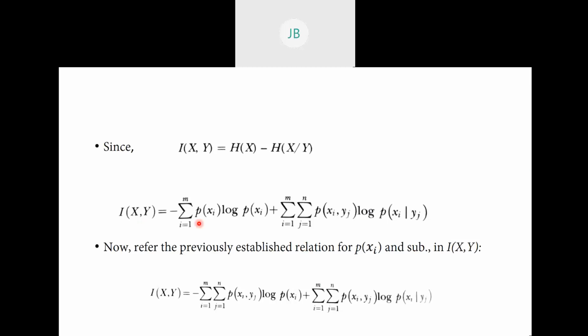So since we have P(xi) here, we will be replacing this P(xi) by summation j equal to 1 to n, joint probability P(xi, yj), and log of P(xi). The same term continues here, plus this term. Okay, there is no change in this term. I mean we are writing this term the same here.